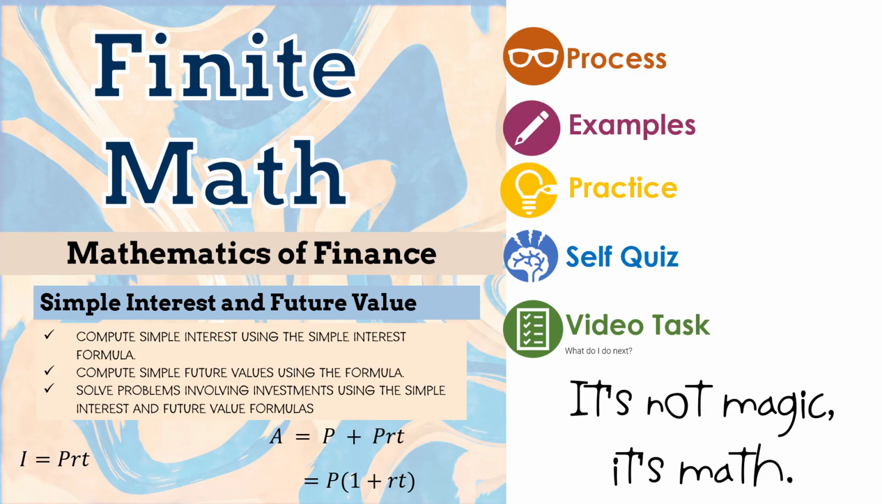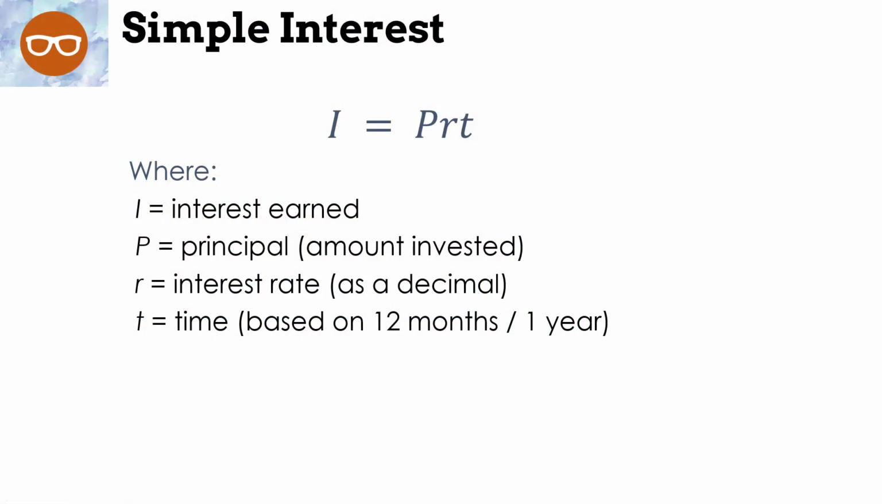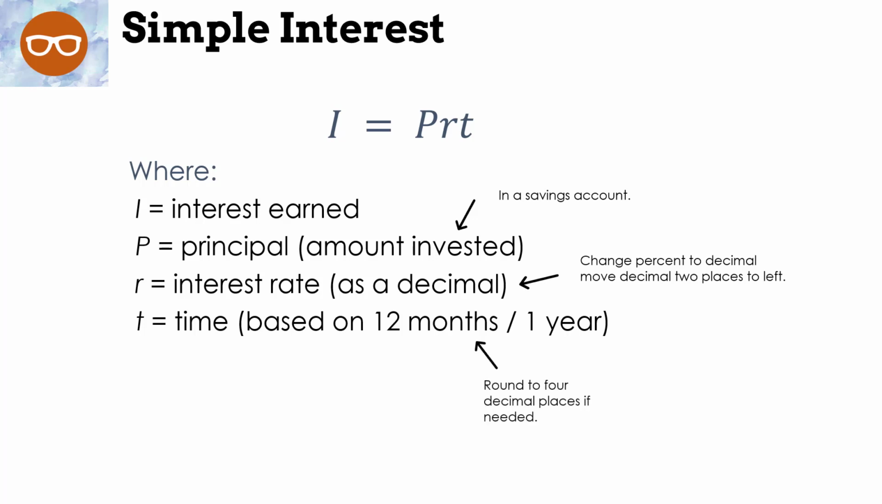Let's get started. Let's look at the simple interest formula. I equals PRT, or I equals P times R times T. I is the interest earned. P is your principal, amount invested. R is the interest rate changed to a decimal, and T is time, and it's always based on a year. We can think about the principal as the amount in a savings account. To change percent to a decimal, we move 2 places to the left. And finally, for time, we always want to round to 4 decimal places if needed.